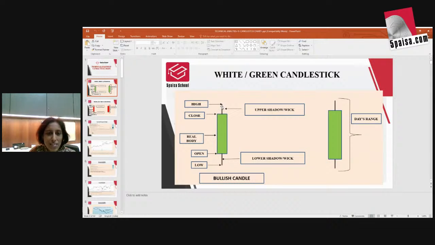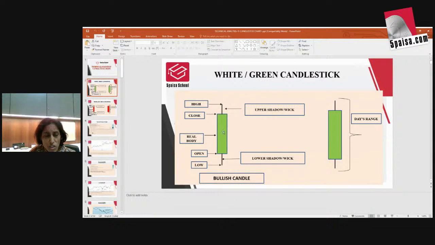And these are the two wicks. The one on top is referred to as the upper wick, and the one below is referred to as the lower wick. And this is referred to as the day's range, that is the difference between the highest price of the day and the lowest price of the day. So let's say the highest price of the day is 1000 and the lowest price of the day is 800, which means that the day's range has been 200 points for that particular day.